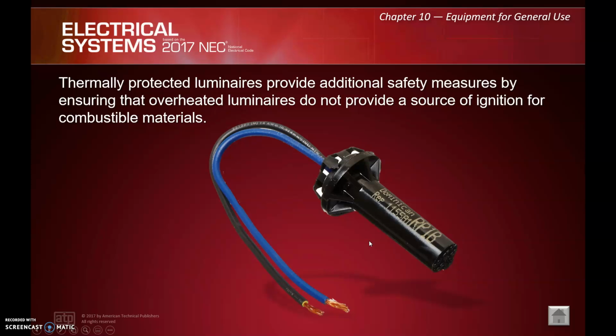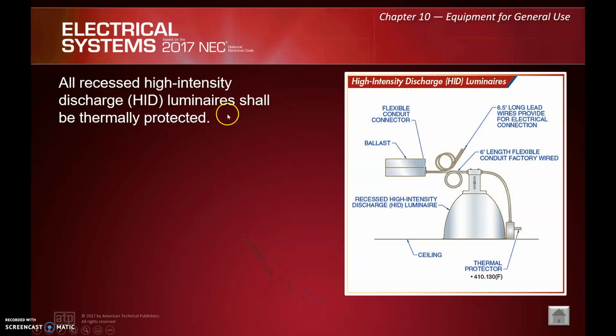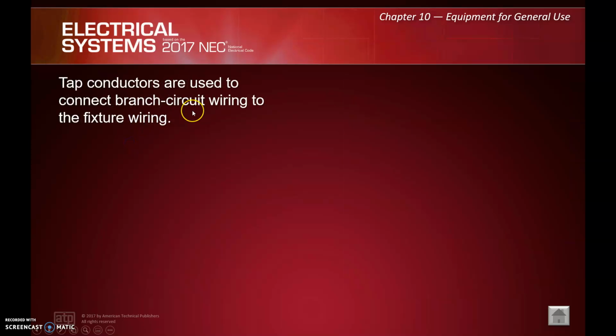So if you ever get that service call of a fixture that's blinking on and off intermittently, odds are it's overheating for some reason, and there's a thermal protector. The thing not to do, naturally, is bypass that and get rid of it. It's overheating. We need to find the cause of the overheating. Is it an overlamping issue? Is it a fixture that's in insulation that's not rated to be? Whatever the case, there's your thermal protector. All recessed high-intensity discharge luminaires shall be thermally protected. So there's what we just mentioned.